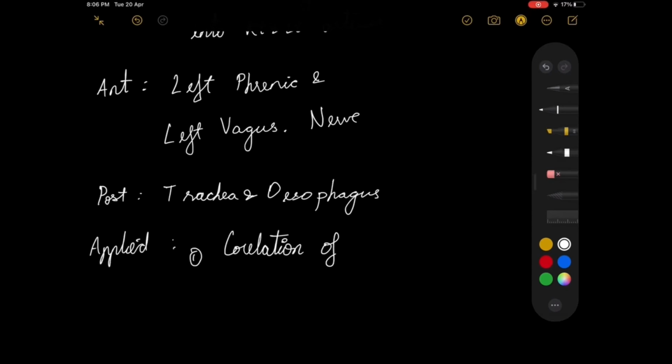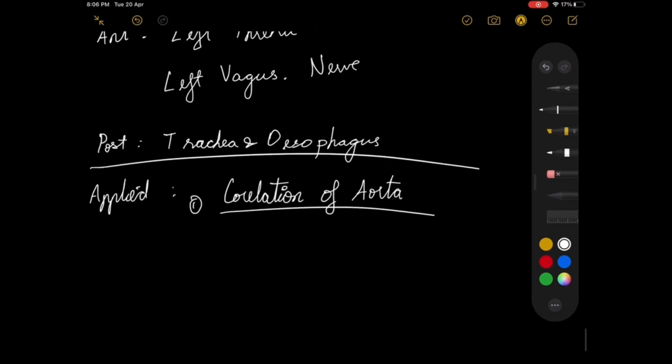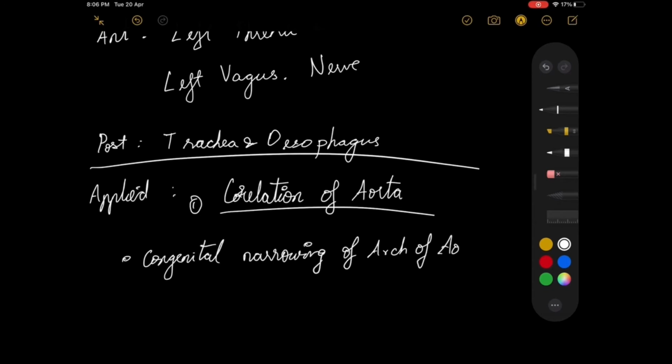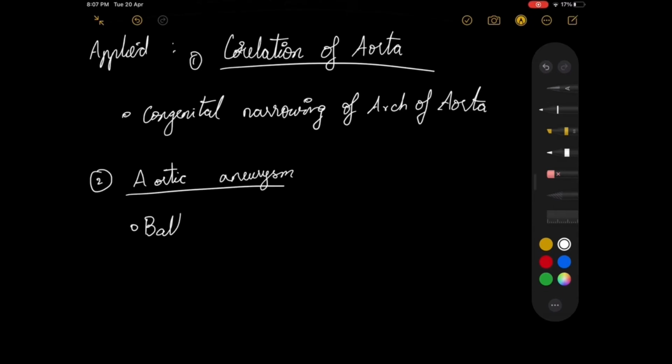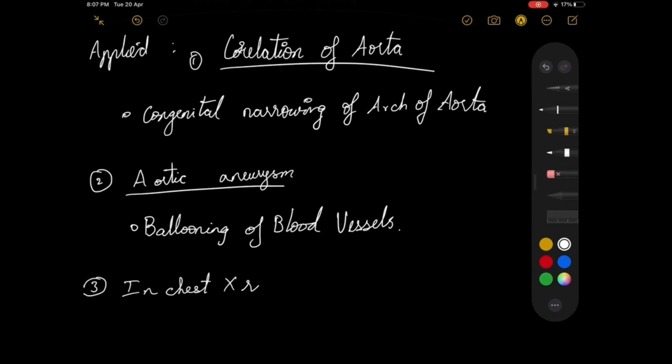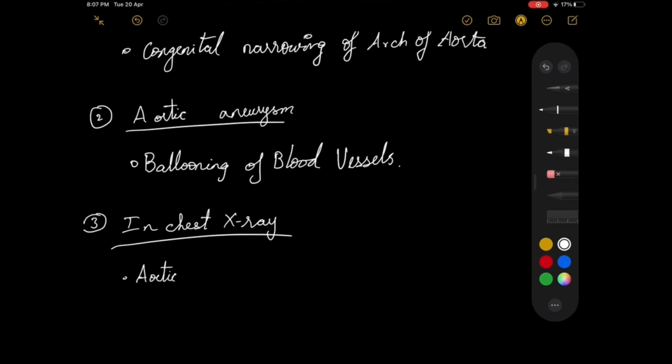And now on to the applied correlation of aorta. Coarctation of the aorta is nothing but the congenital narrowing of the arch of aorta. And now to the aortic aneurysm. It is nothing but ballooning of the blood vessel. And in chest X-rays, the aortic knuckle is found in the arch of aorta.